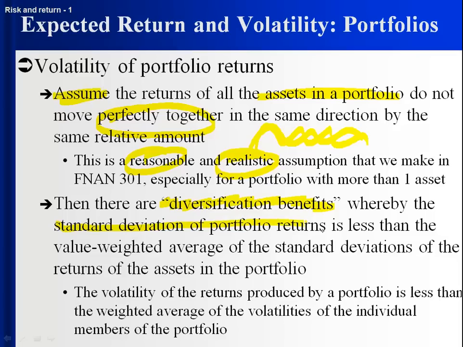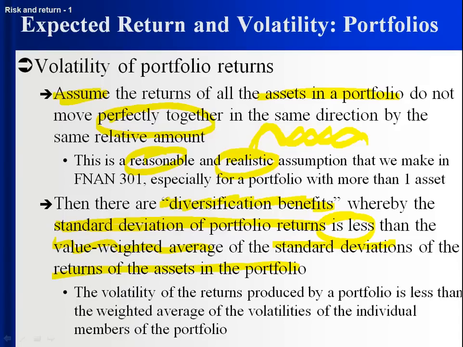If that's the case, then there are what we can categorize as diversification benefits, where the standard deviation of the portfolio returns. So we actually look at the returns of the portfolio and measure them and come up with the standard deviation. Then that's actually less than the value weighted average of the standard deviations of the different assets in the portfolio.